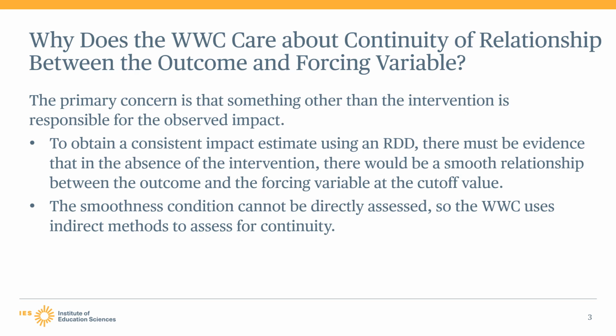To obtain a consistent impact estimate at the cutoff using an RDD, there must be evidence that in the absence of the intervention, there will be a smooth relationship between the outcome and forcing variable at the cutoff. This smoothness condition is required to ensure that any observed discontinuity in the outcomes of the intervention and comparison group units at the cutoff can be attributed to the intervention. This smoothness condition cannot be assessed directly. The WWC instead uses indirect approaches to assess for continuity.